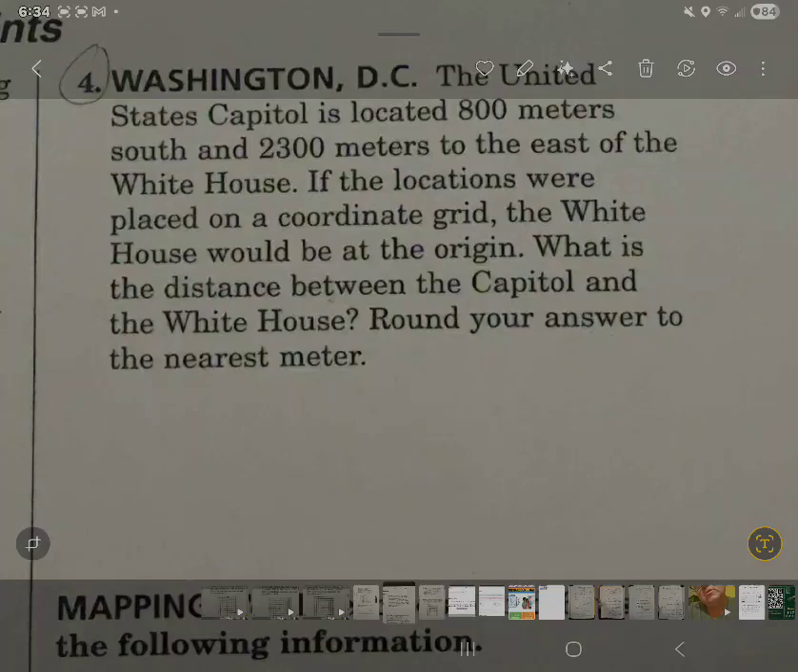All right, so this time they didn't give us a visual, right? They didn't give us that graph paper that we got in the last question. So let's go ahead and just try to draw one. Let's draw a little origin right here. They said Washington, D.C., or the White House, is at the origin. So right there, that's the White House. And it says the United States Capitol is located 800 meters south and 2,300 meters east.